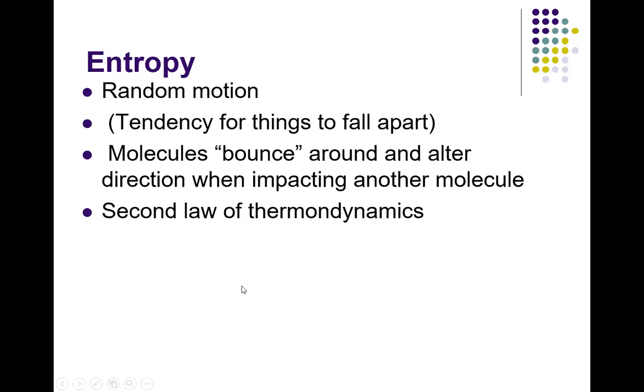So one thing that we need to understand is that the universe all goes towards what's called entropy. So entropy is random motion. When you talk about entropy, things go towards disorder. This is the second law of thermodynamics, and basically you have things that are moving around, and they always go from a high to a low concentration, so it creates more disorder. They often describe it as things falling apart. So molecules bounce around and alter their directions, impacting other molecules.